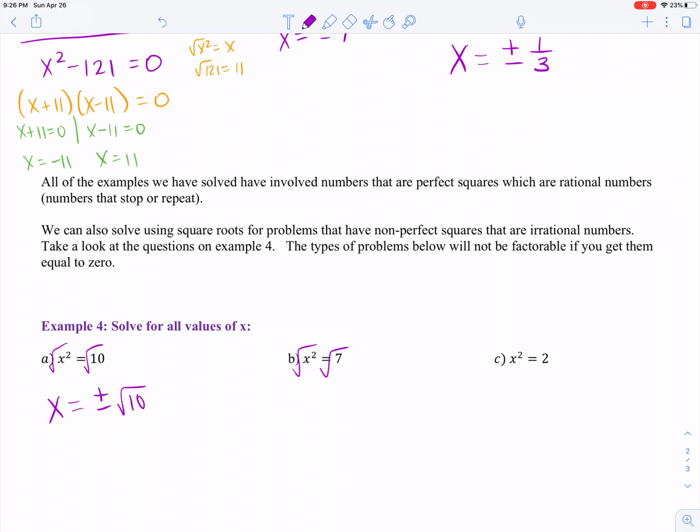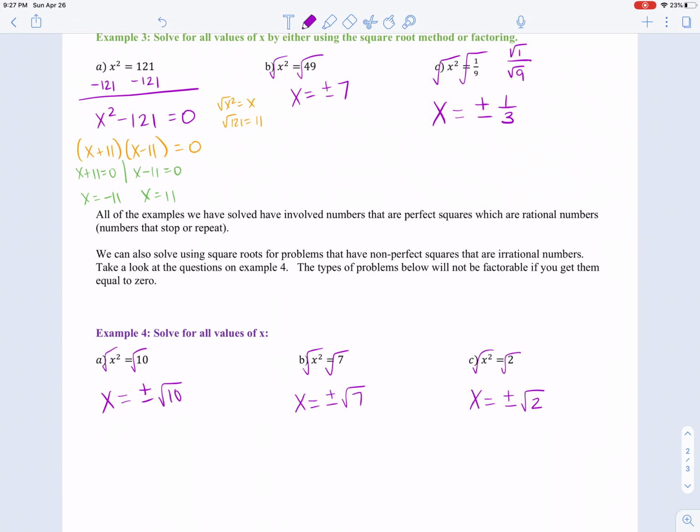Okay, same with the next one. If I take the square root of both sides, I get x by itself. I get the positive and negative solution. But if I take the square root of 7, it's a non-repeating, non-terminating decimal, so I just leave it in radical form. And the square root here of both sides, I isolated the x. I get the positive and negative answer, but you cannot take the square root of 2 without getting a non-repeating, non-terminating decimal, so I just leave it the square root of 2.